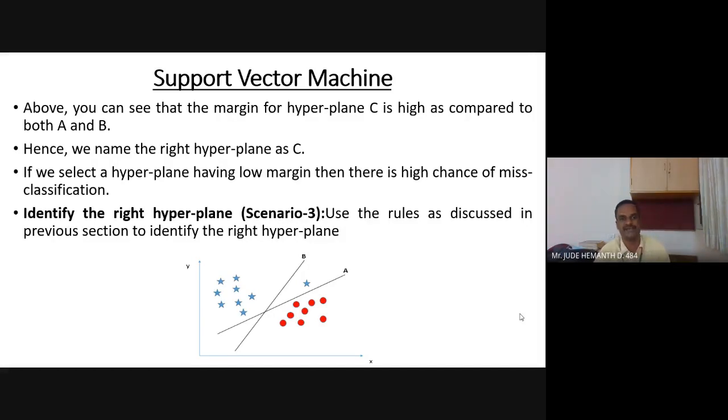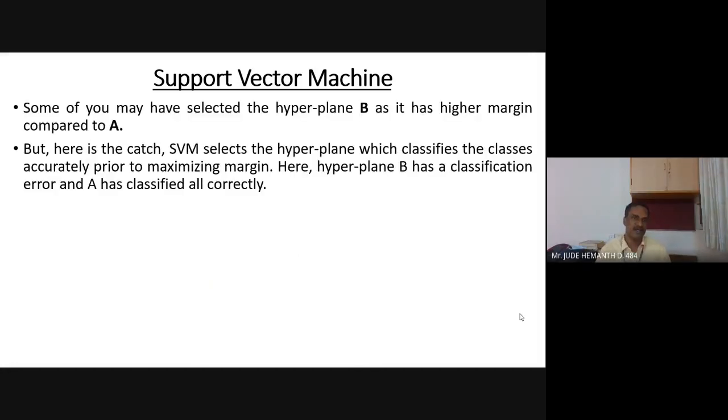In scenario 2, we talked about only the margin. If you have the same mindset when you come to scenario 3, you may think, maybe I am going to lose only one star, that's fine, but let me go for the hyperplane with a higher margin. No. A support vector machine should give more importance to accuracy, and the second priority is the margin. So here our option will be A. Even though B has a better margin, the classification accuracy is slightly low because one star comes into the other category.